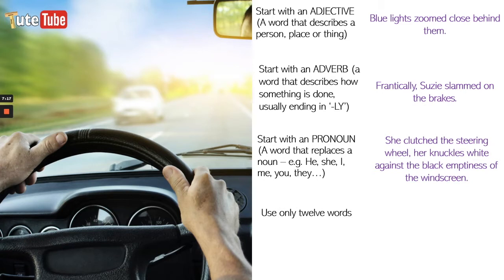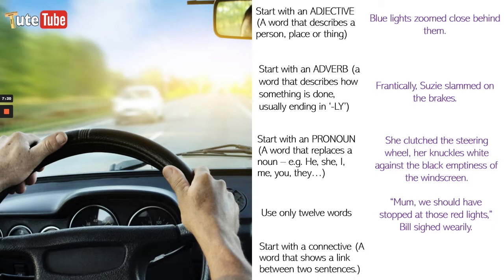The next instruction I might say, use only 12 words. Mum, we should have stopped at those red lights. Bill sighed warily. That's a sentence with only 12 words. And finally, I might have said, start with a connective, which is a word that shows a link between 2 sentences. And you might have written a sentence that says, initially, she was quite a competent driver. So that's kind of what you're going to be doing. And that's going to be altogether on the right hand side. That would be your little short story. But you're going to do 8 sentences. I've only done 5 here.